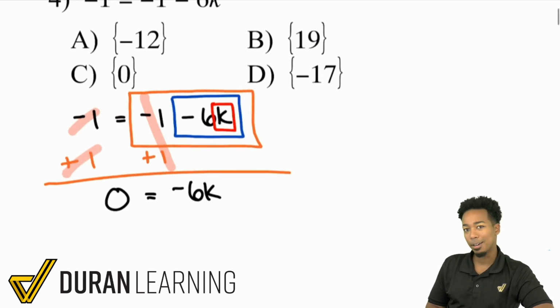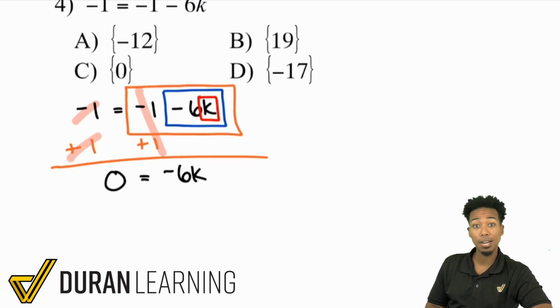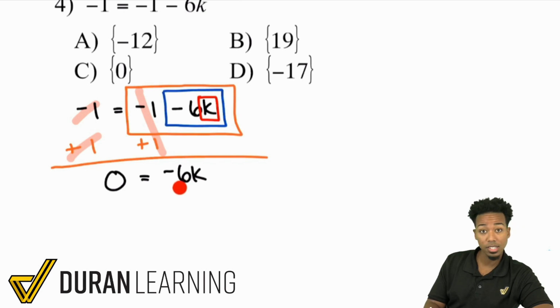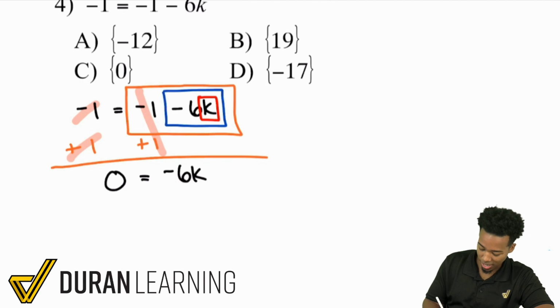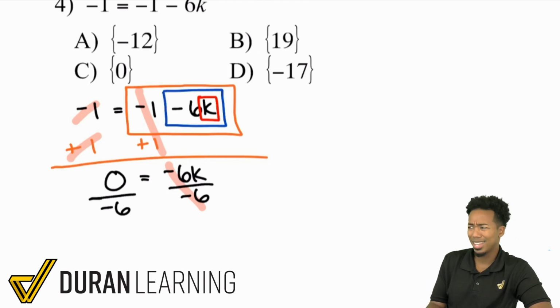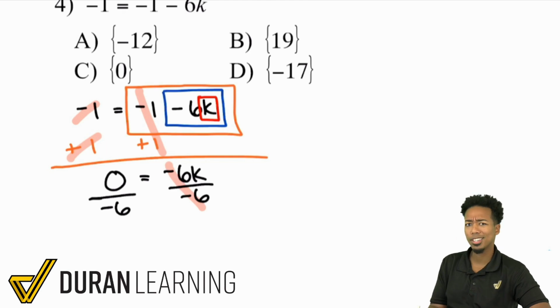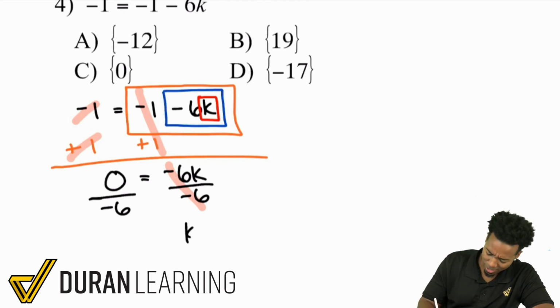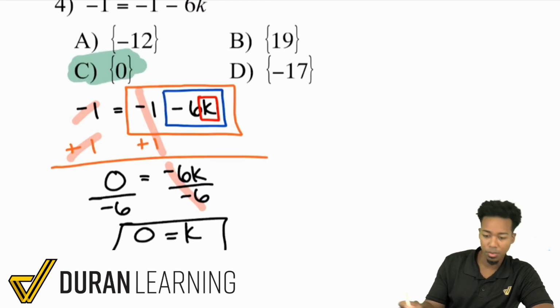And so what's my last step? Well, here my last step is going to be to get rid of that negative 6. So the operation is that we're dealing with a negative 6 times k. So what I'll do is I'll divide both sides by negative 6, and I'll give myself an easier time because it's going to cancel it out on the right side. And what we know is that 0 divided by anything is still going to be 0. And so we're good. We're fine. That's going to be k equals 0. And that's why here C would be the answer.